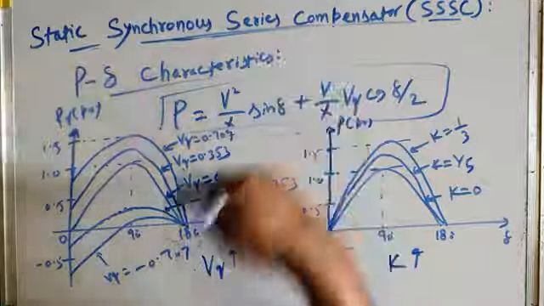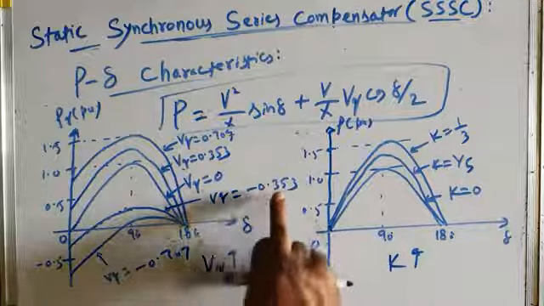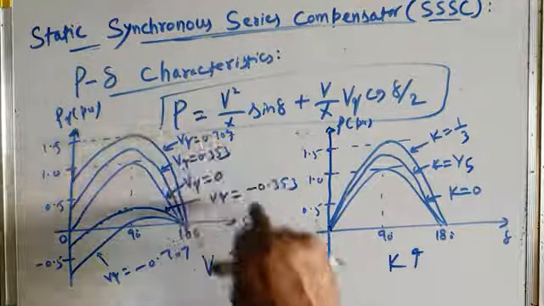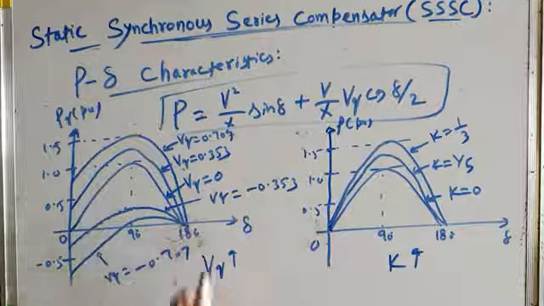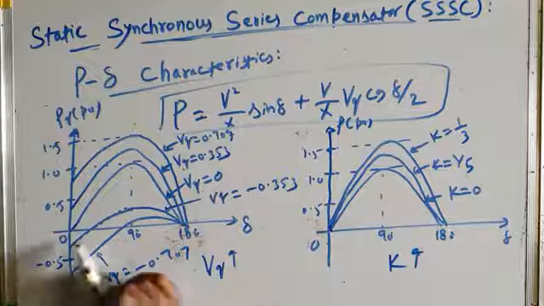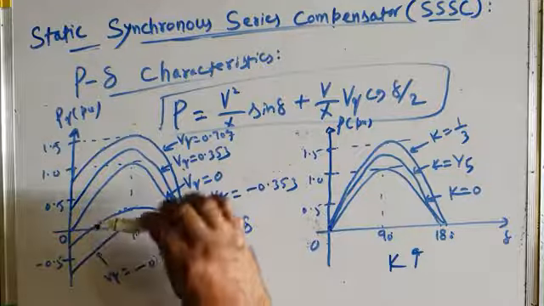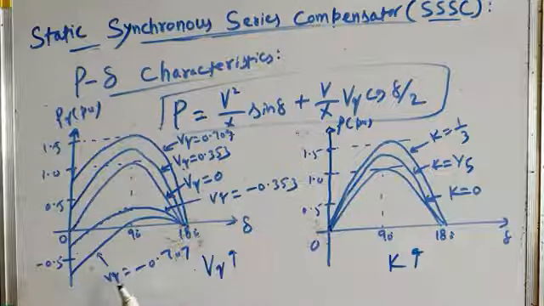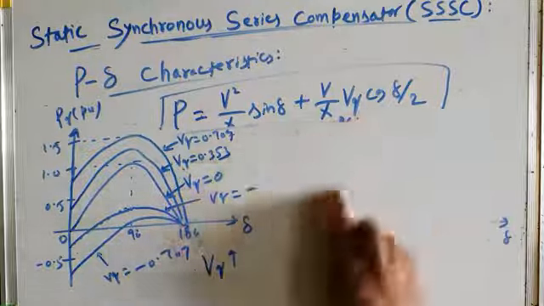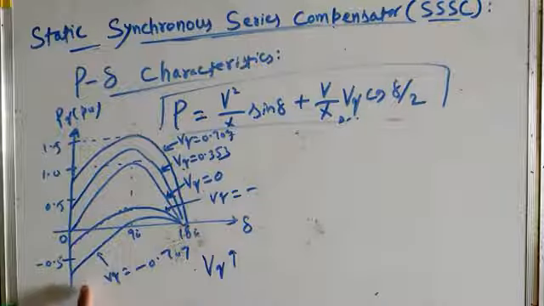But in the inductive region, the injected voltage is phase reversed. Here it is plus, here it is minus. So overall line reactance increases, and current and hence power transmitted decreases. So as we increase the injected voltage in the inductive region, the transmitted power decreases, which is not possible with series capacitive compensation. And another very important point with SSSC is that we can make power even negative.